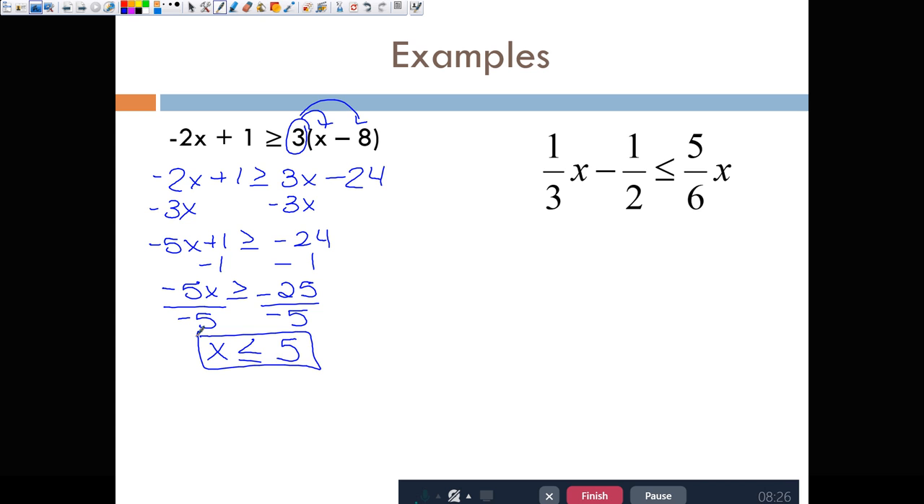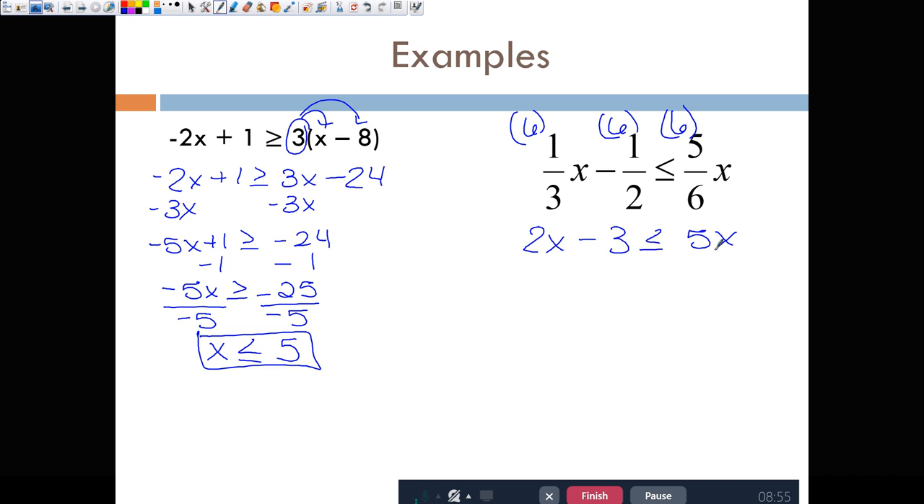Okay, so do I have parentheses? No. Do I have fractions? Yes, so I need to multiply by my least common denominator. So it's usually your largest denominator, so 6. So I'm going to get 2x minus 3 is less than or equal to 5x. So this is one of the cases where I can't really lose my x because then I'm going to be left with nothing on that side.